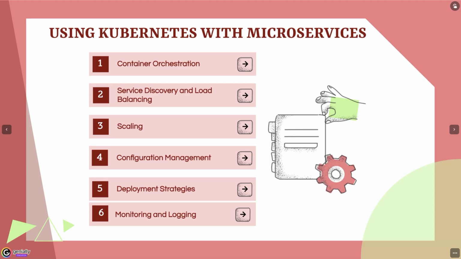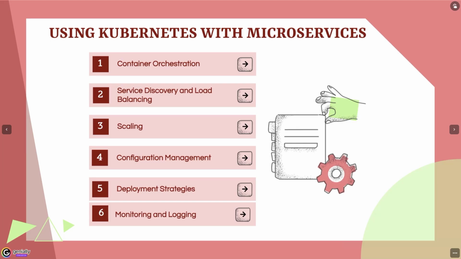Next, configuration management. Kubernetes supports configuration management and allows you to define environment specific configurations for microservices using config maps and secrets. This helps in maintaining consistency across different deployment environments. Next one, deployment strategies. Kubernetes supports various deployment strategies such as rolling updates and blue-green deployments, which facilitate seamless updates and rollback mechanisms for microservices.